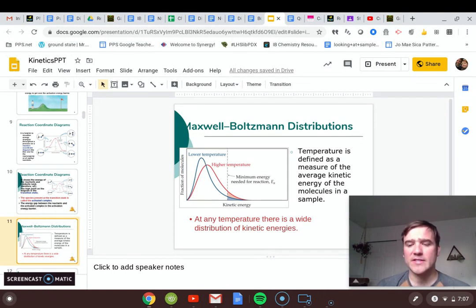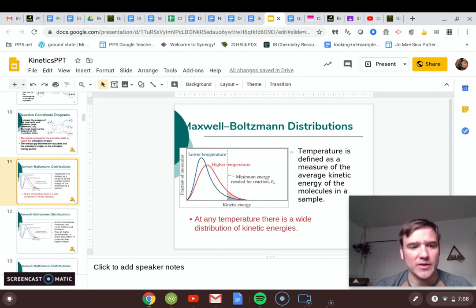Remember that temperature is defined as the average kinetic energy of a sample of particles. So it doesn't mean that any single molecule, or that all the molecules, have the same exact kinetic energy. There are some high kinetic energies and some low ones, and the temperature that we measure is the average representation of that. So there's a wide distribution of actual kinetic energies at any given temperature.